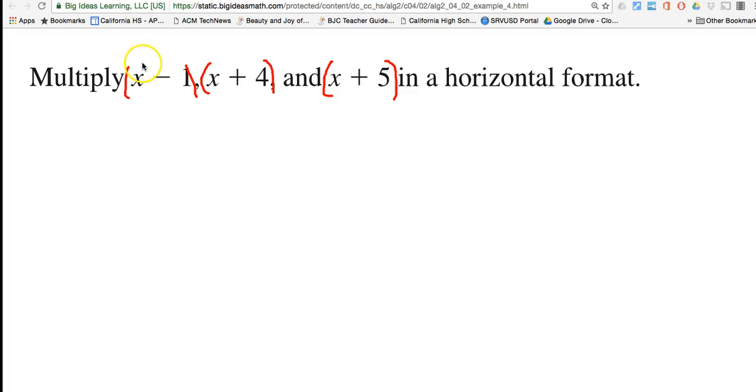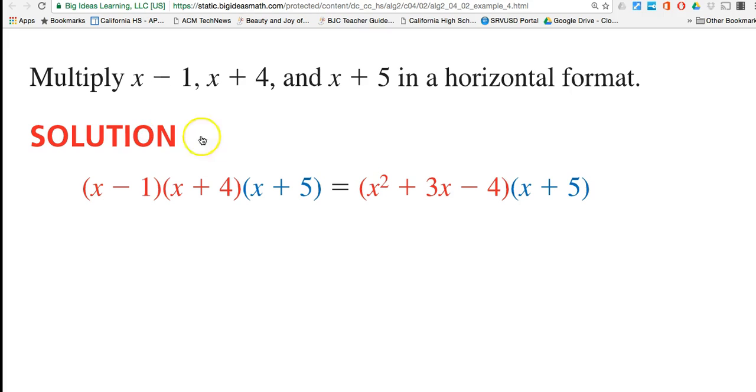And when you multiply the first two together, you're just going to use FOIL. In this case, let's multiply the first two together. When we FOIL these two, we get x squared plus 3x minus 4. Now that's just the product of these first two. Now we need to multiply this product by the third one, the binomial x plus 5.